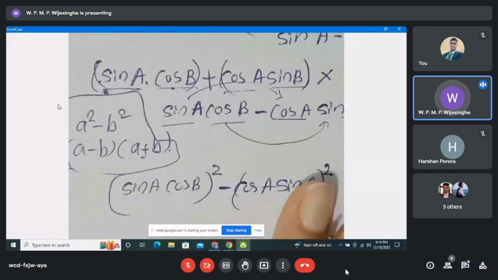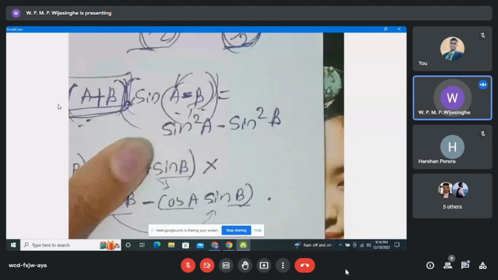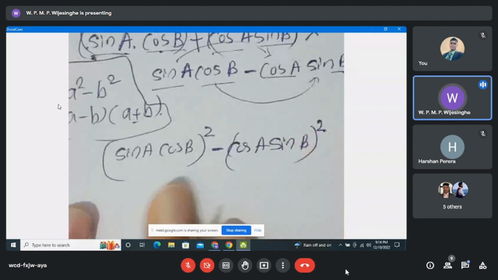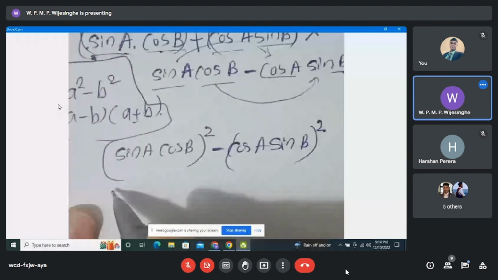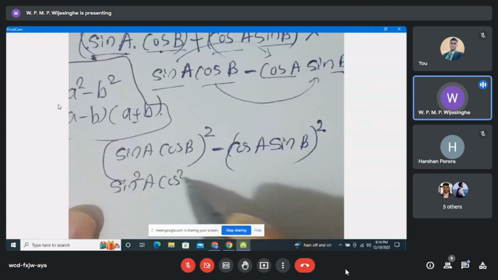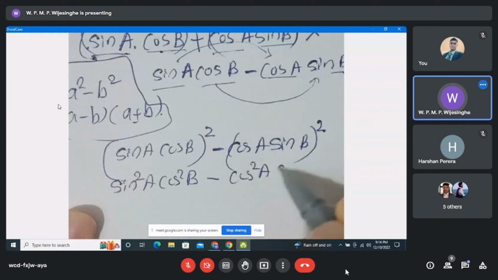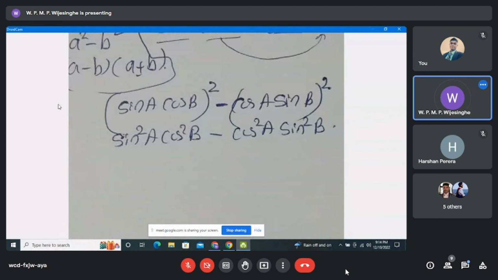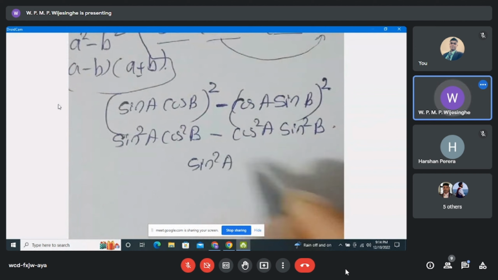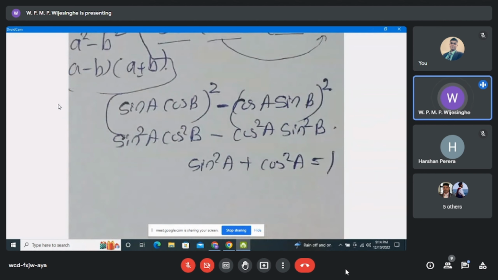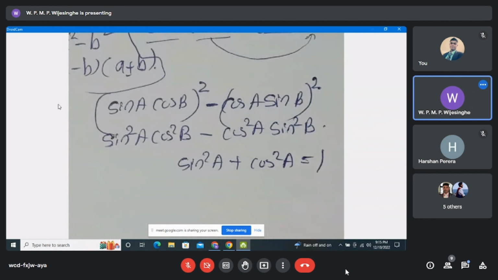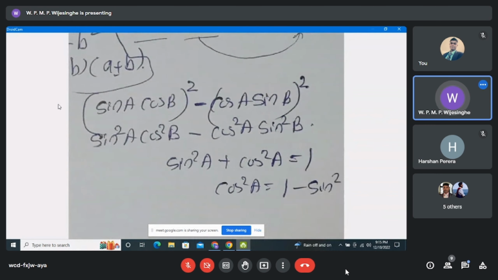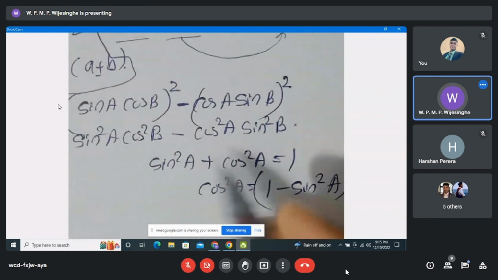Okay, in the final left hand side, right hand side, it only consists of sin. Then I should eliminate the cos from this, right? I can write this sin square A cos square B minus cos square A sin square B by using the indices law, right? Then you know sin square A plus cos square A is equal to 1, right? Then cos square A we can write 1 minus sin square A, right? I'm going to apply this here.